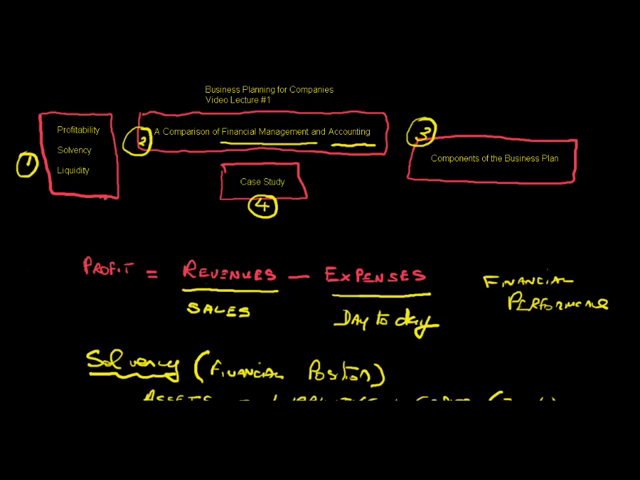We did a short comparison between financial management and accounting. We looked at the 3 components of the business plan: the cash budget, projected profit and loss account, and projected balance sheet. And we introduced this case study of a business plan, and we did the cash budget. So we've yet to do the next 2 parts, and that's the solvency and the liquidity. I'm going to do those 2 parts in the next video, in video lecture number 2.